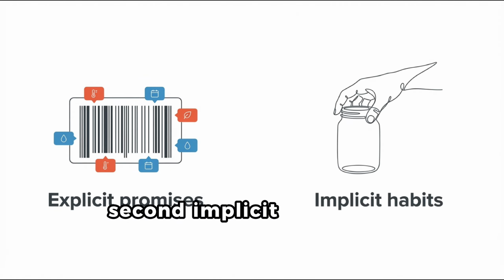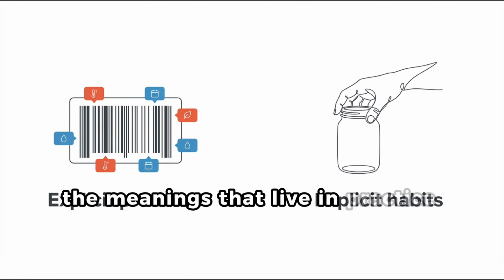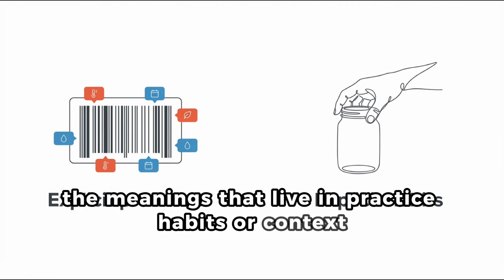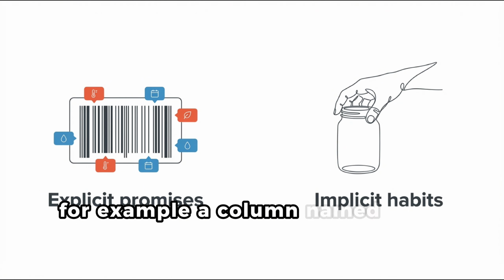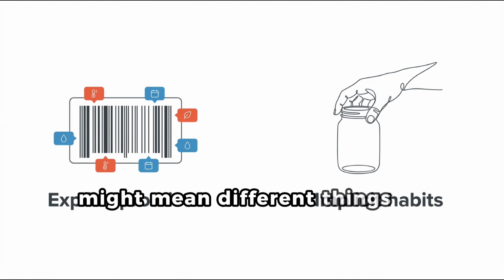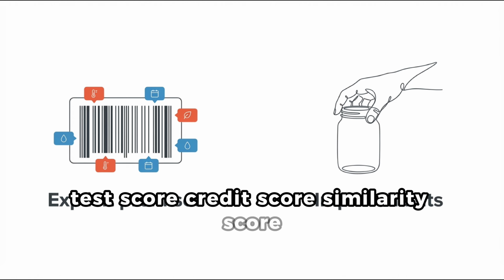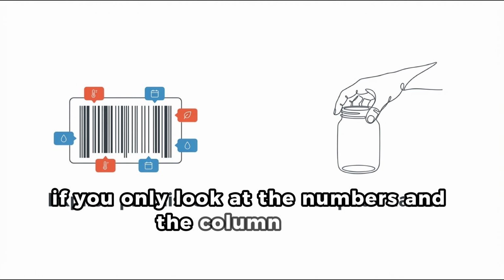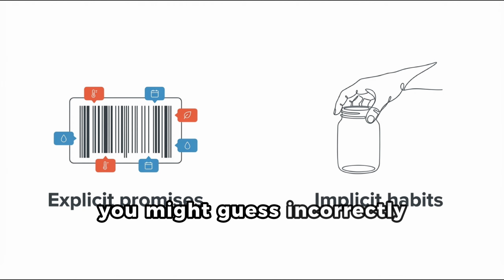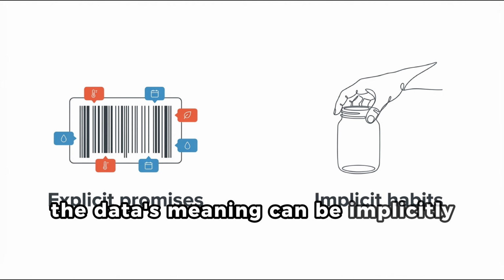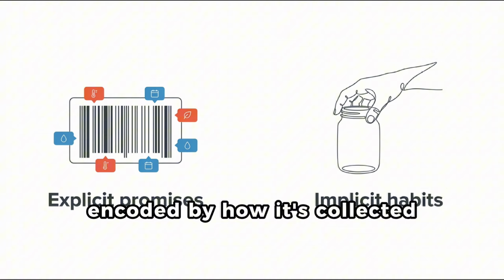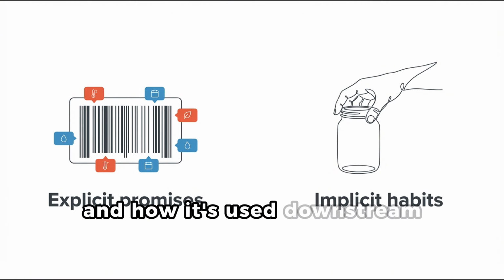Second, implicit semantics: the meanings that live in practice, habits, or context. For example, a column named score might mean different things in different systems: test score, credit score, similarity score. If you only look at the numbers and the column name, you might guess incorrectly. The data's meaning can be implicitly encoded by how it's collected, who collected it, and how it's used downstream.